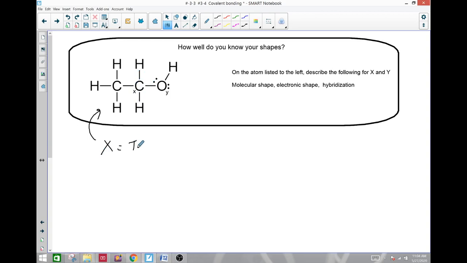It's tetrahedral around X. What's the electronic shape? It's also tetrahedral. And hybridization, sp3. 4 things, 3, 4. What about Y? 4 things, 4 electron domains, 1, 2, 3, 4. But since only 2 of them are bonded, we call that bent. It's bent around Y. The electronic shape includes all domains, so 4 things, tetrahedral.